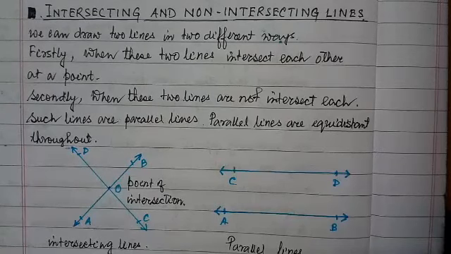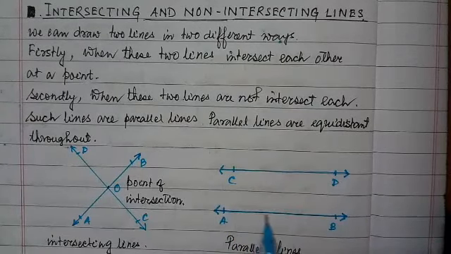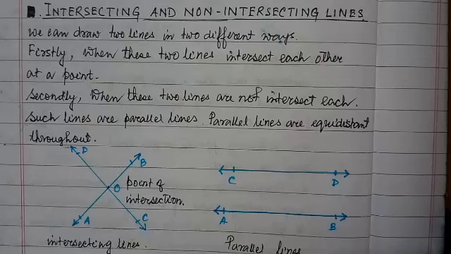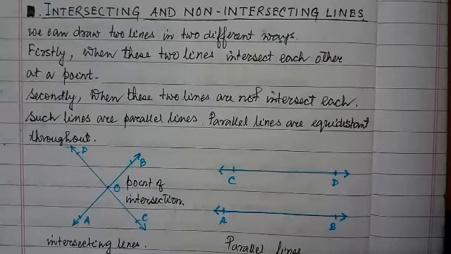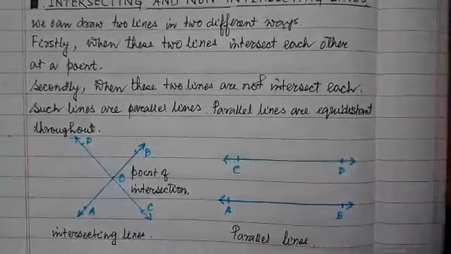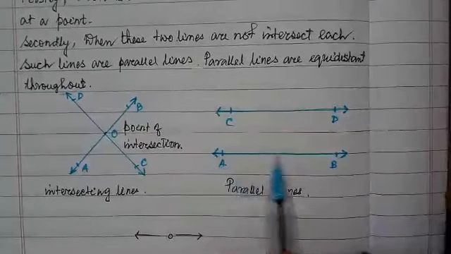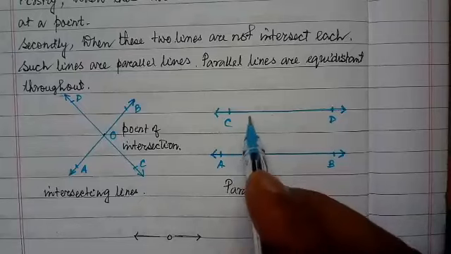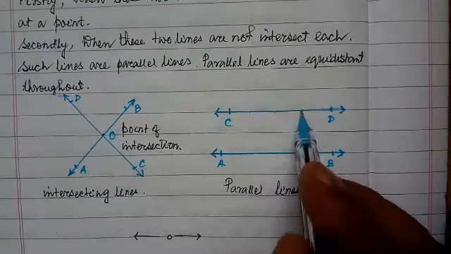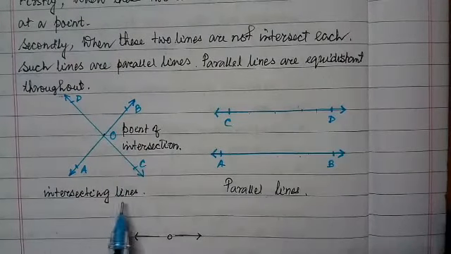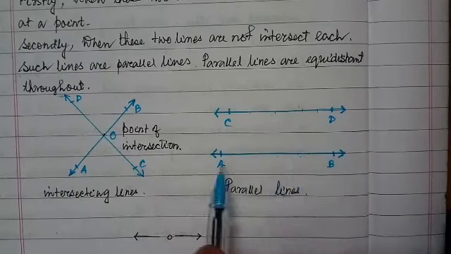Secondly, when two lines are drawn in such a way that they never intersect on producing either side, such lines are called parallel lines. And parallel lines are always equidistant. That is, AB and CD, the distance between AB and CD is always constant. So this figure shows intersecting lines and this figure shows parallel lines.